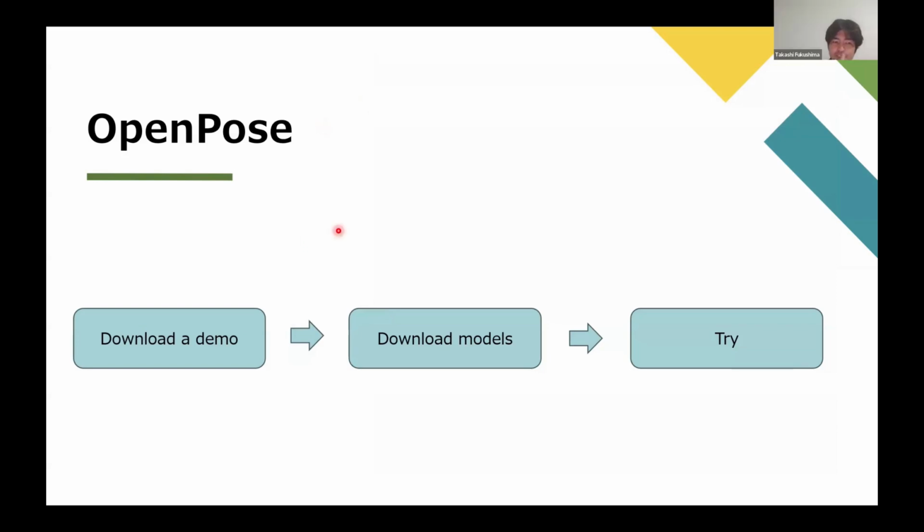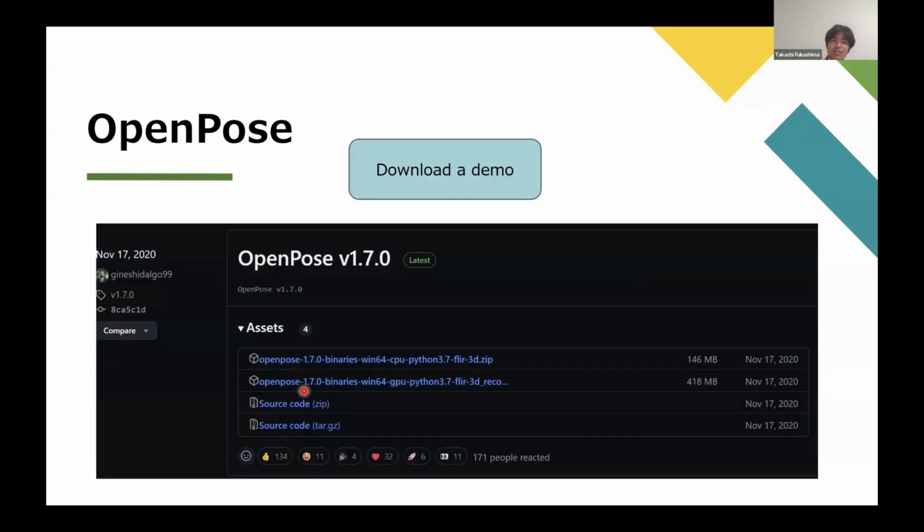So the basic flow is obviously you just need to download the demo, download the models, and just try. It's simple, straightforward. All right, download the demo. Again, if you just Google OpenPose release or portable demo, you can go to this web page and download the portable demo for OpenPose.